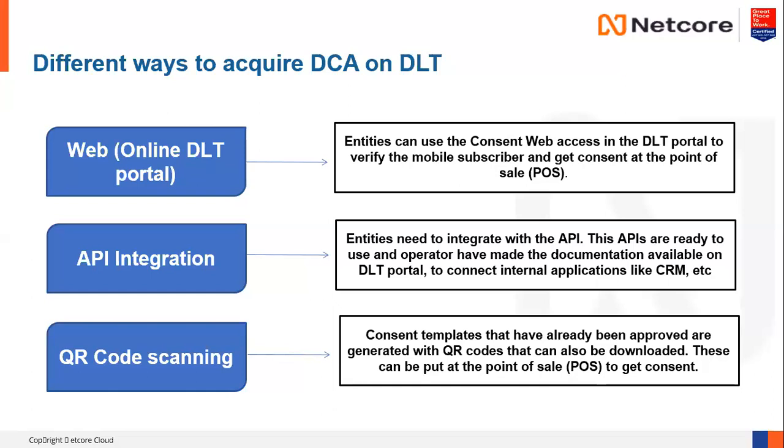So next is QR code scanning. In this method, a QR code is generated against the consent template which is registered by the entity, and that QR code can be displayed at the point of sale, on the website, or anywhere where the entities want to display it to their customer. So the customer who is walking in, or who wants to give the consent, can scan it and give their consent.